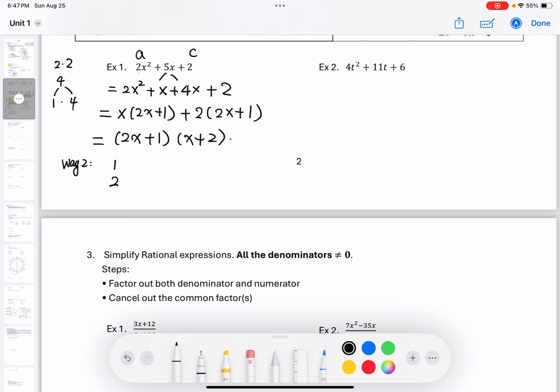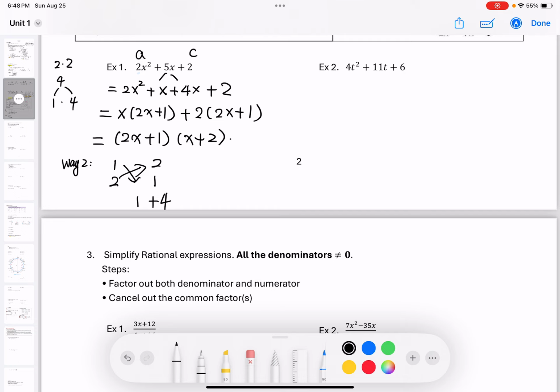And then find the factors of the last term, which is the constant term. So also 1 times 2. Do the crisscross multiplication. 1 times 2, 2. 2 times 1, 2. Addition is 4. It is not 5. So switch the position of these two. So 2, 1. So 1 times 1, 1. 2 times 2, 4. Yes, addition is 5.